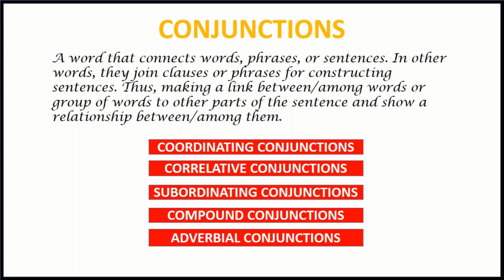So, clauses are also sentences, but they can be two sentences joined together with a comma or a semicolon or a hyphen perhaps. So that's why they are also called sentences. In other words, we call them clauses. And it makes a link between or among words or groups of words to other parts of the sentence. And it also shows the relationship between them. So that's what conjunctions are: they basically connect sentences with other sentences, words with other words, or phrases with other phrases. They actually combine two sentences, in other words, clauses.